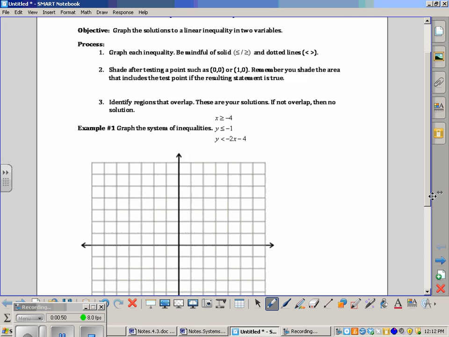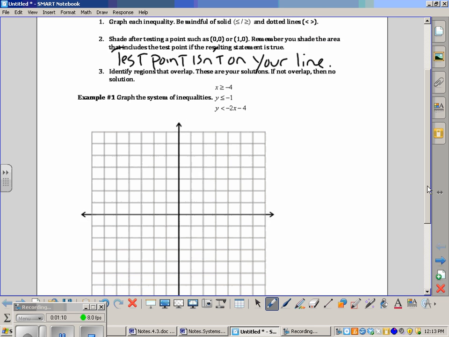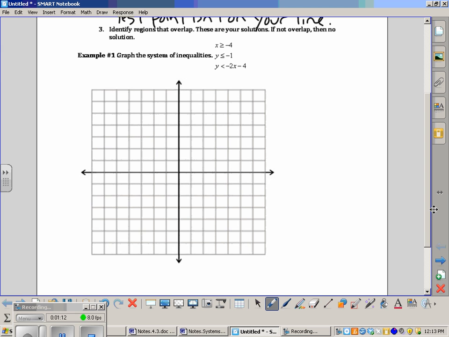One thing I would add here is the test point isn't on your line. So you want to have a test point that's an easy number to deal with, but is not actually on your line. Identify regions that overlap. These are your solutions. If there's no overlap, then there's no solution. So again, this is a continuation of the work we did with lines.